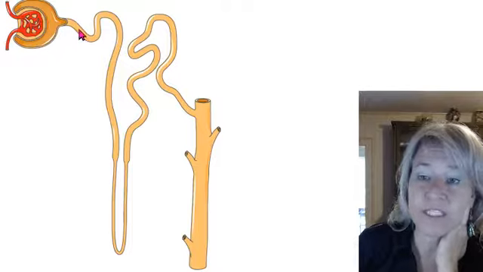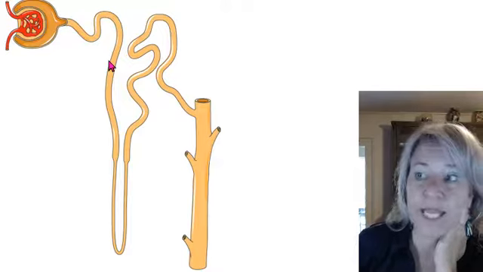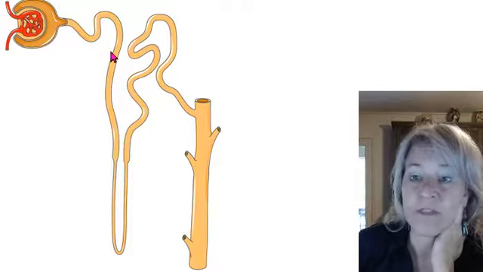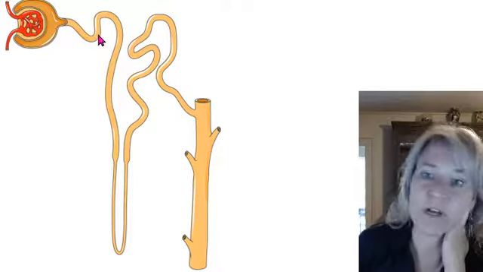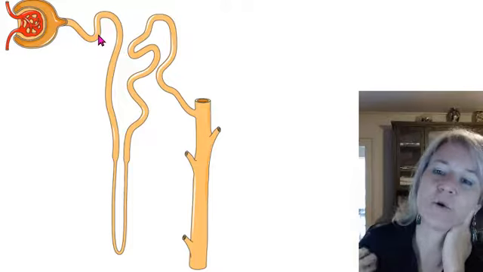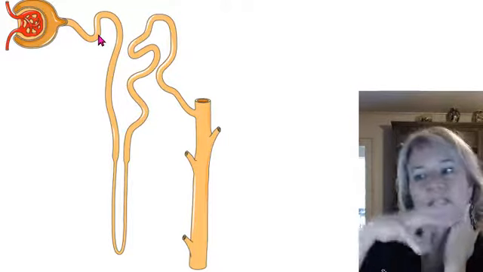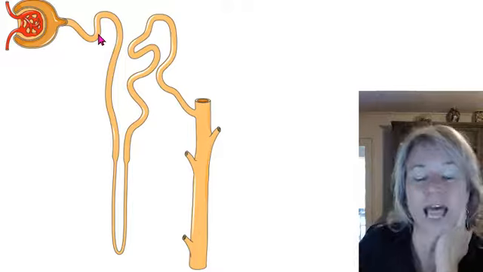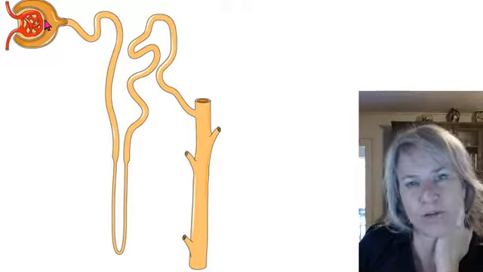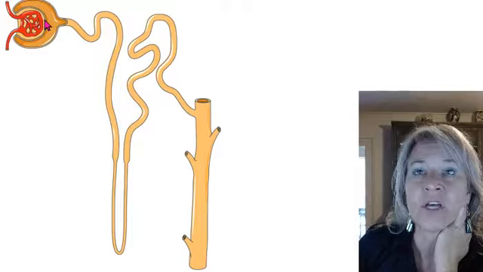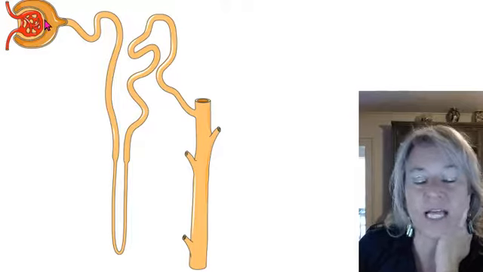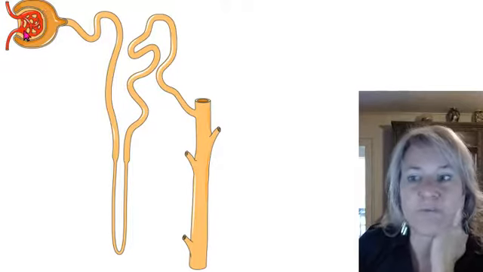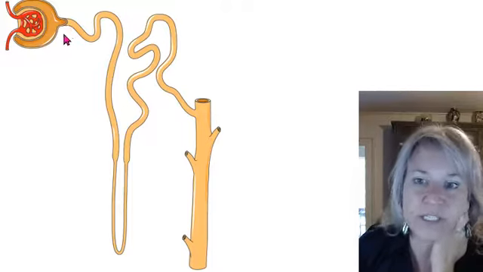Then we have this first little twisty tube, which is going to be the proximal convoluted tubule, and it's here in the proximal convoluted tubule where you're going to help reabsorb some of that good stuff. So some good and bad comes out of the blood into Bowman's capsule. Good like glucose, good like calcium ions, all this good stuff is in the urine, and you don't want to lose it in the urine.